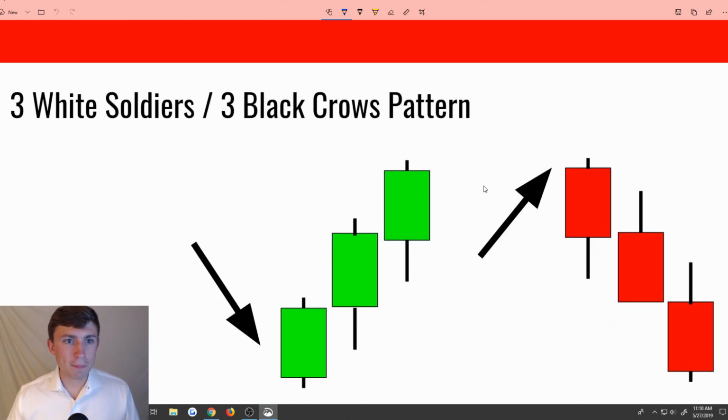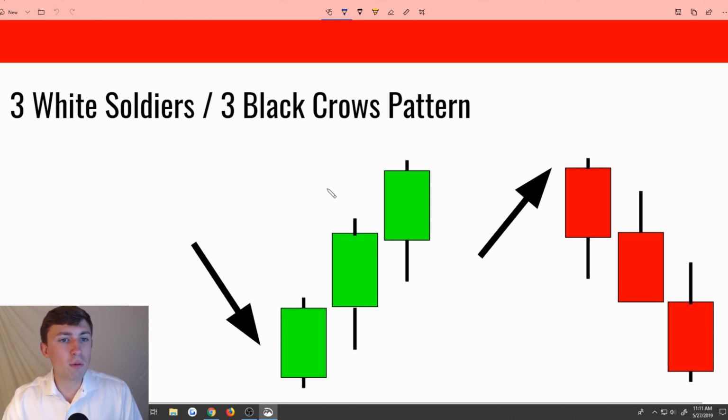So the next candlestick pattern is going to be the 3 white soldiers or 3 black crows pattern. Now this one is very, very interesting because it's going to be a reversal pattern, but it's going to be a little bit later to the party, kind of waiting for a little bit more confirmation than maybe some of the other candlestick patterns.